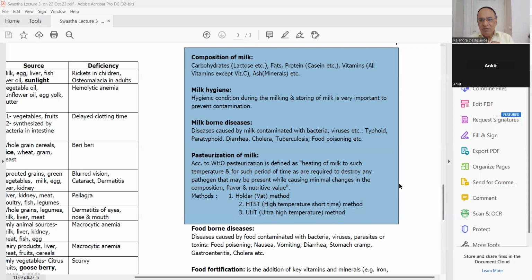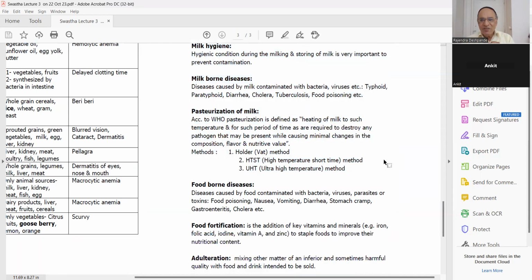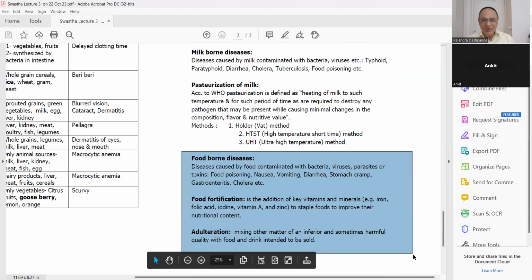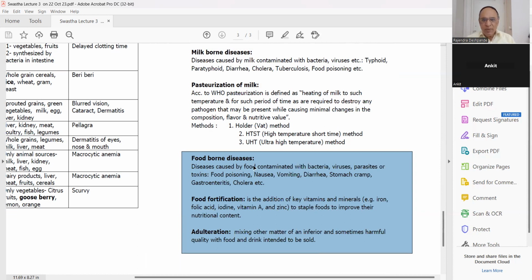Okay. Now, the last few minutes of today's lecture, very last few minutes, you will be happy. One hour is going to finish. This is the last point. Food-borne diseases: diseases caused by food contaminated with bacteria, viruses, parasites, or toxins.